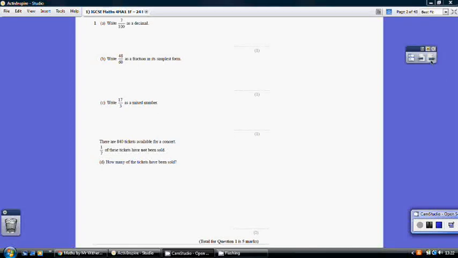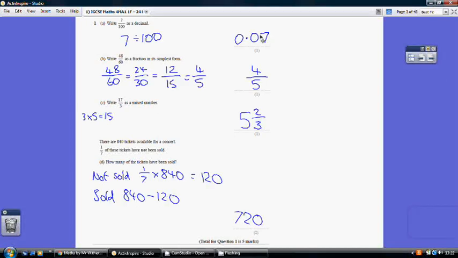So question 1. Write 7 over 100 as a decimal. Well, you can just do 7 divided by 100 on your calculator, or you could use the fractions button on your calculator and you get 0.07.